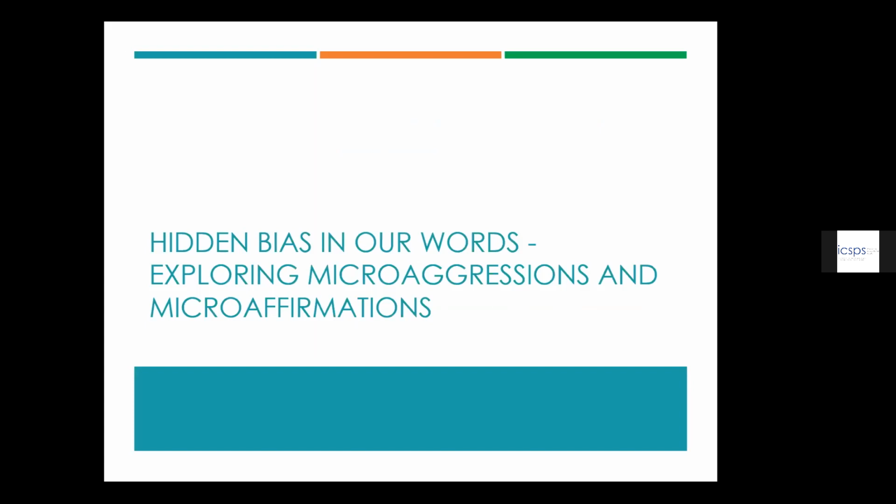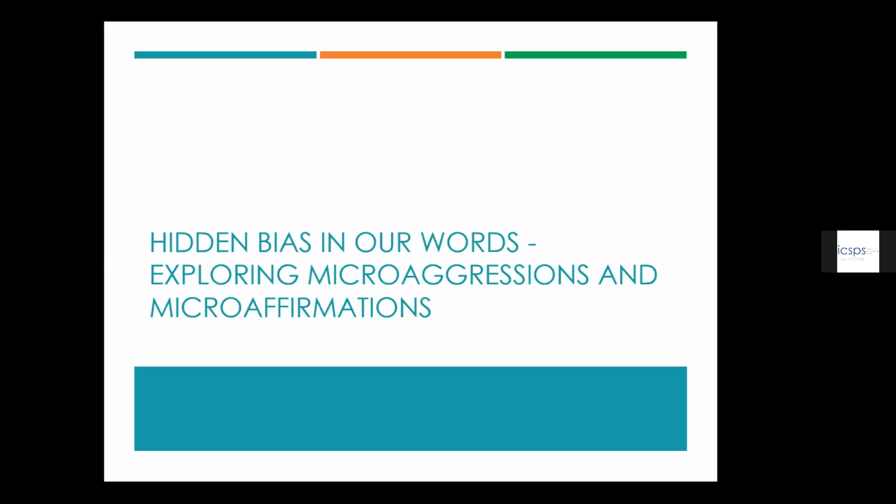I think we're going to move into hidden bias in your words. This is where we're going to dive into that idea of implicit bias, because often with implicit bias, those things that we are thinking sometimes come out of our mouths. We want to talk about what microaggressions look like, what microaffirmations look like, and how we become aware of our own bias. Have you ever been startled by something you said? Mine's usually in a family setting, where I'm startled that I've made some comment that I probably shouldn't have made.